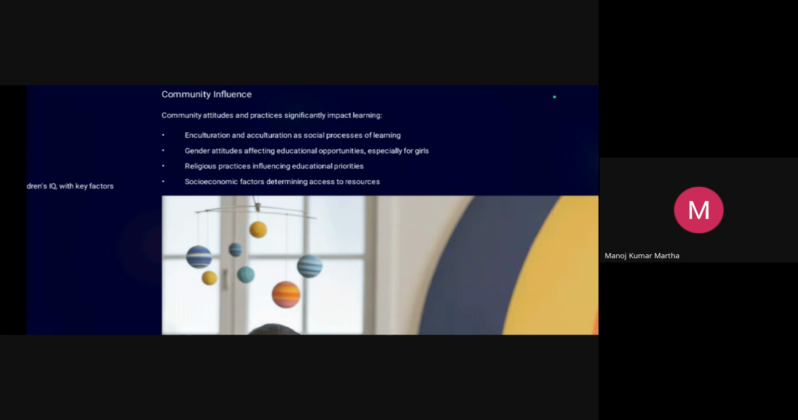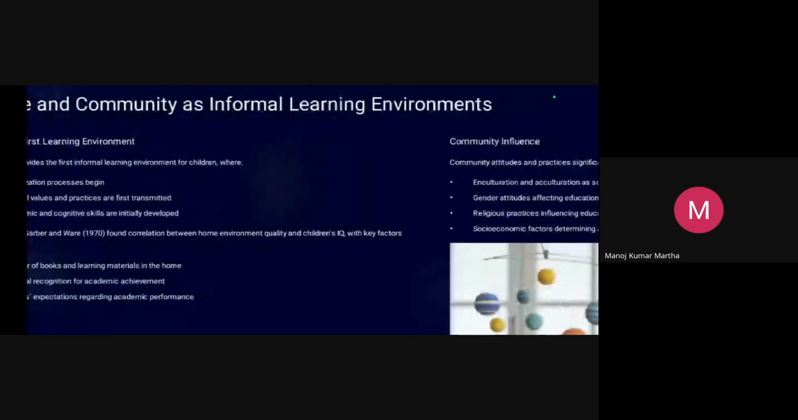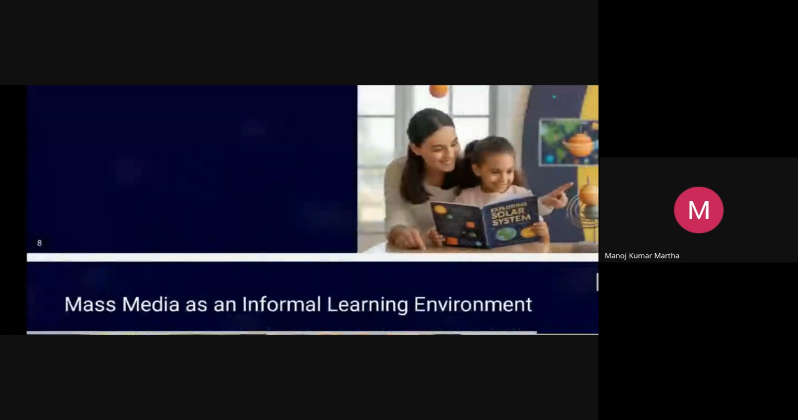Okay, so religion is another important factor which is related to the community. It affects the process of learning. Then another important thing is socio-economic status, a socio-economic factor that determines the access to resources. If students belong to sound socio-economic status, they find different kinds of opportunities, and their basic needs are fulfilled. Their learning process will be more in comparison to those who belong to low socio-economic status. So community, home, they play a very significant role in the process of learning.